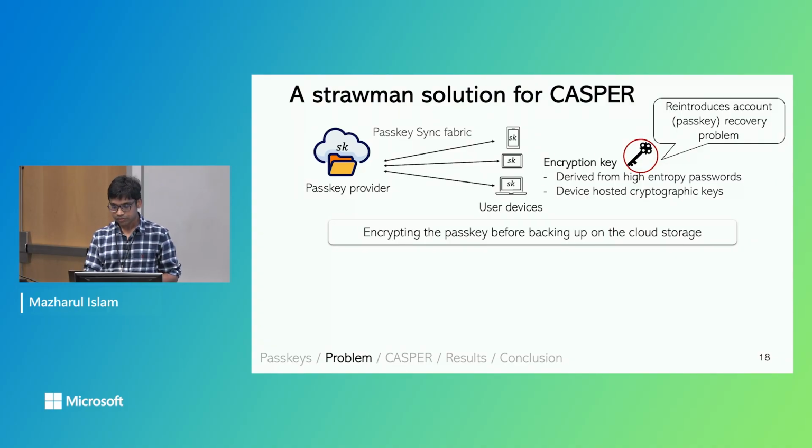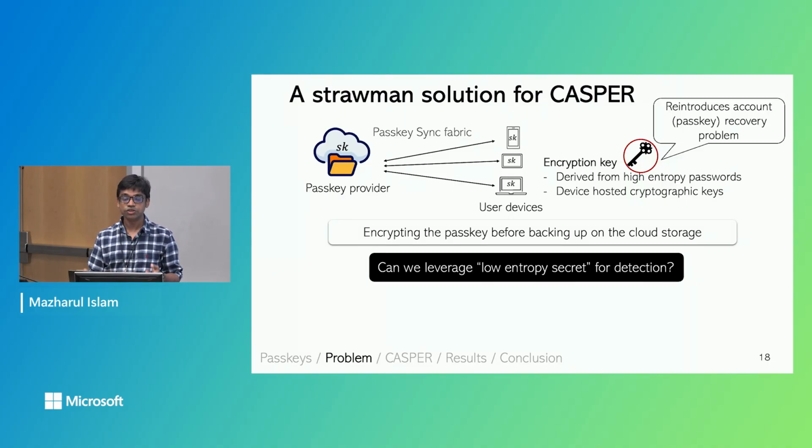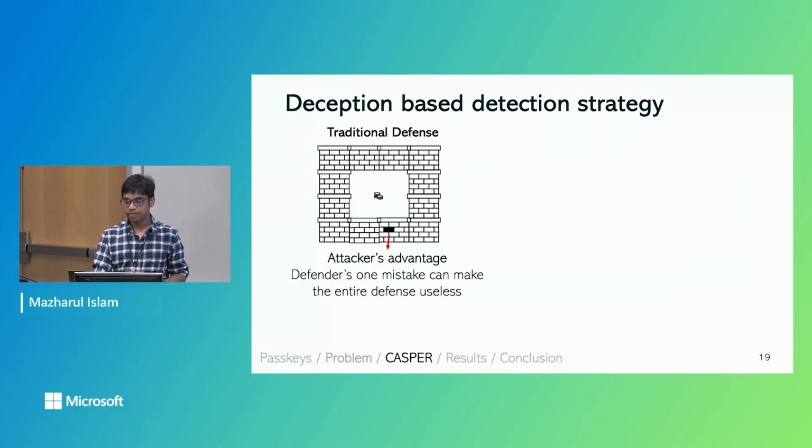So the idea that came to our mind is, can we leverage a low entropy secret and use that low entropy secret for detection? At first glance, this idea should not work, because in traditional defense, any successful guess on the low entropy secret by the attacker will render the whole security defenseless. Here, the attacker has the advantage.